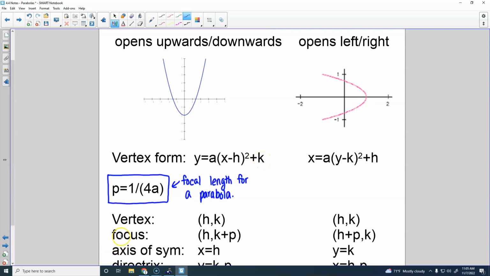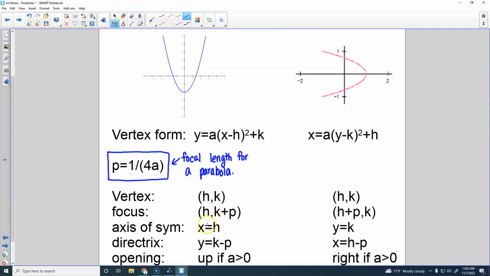To find the focus of a parabola, you are going to do (h, k plus p), that focal length. Your axis of symmetry is going to be x equals h, and then a parabola has a line called a directrix. And that is y equals k minus p. We'll talk a little bit more about what a directrix is here in a minute.